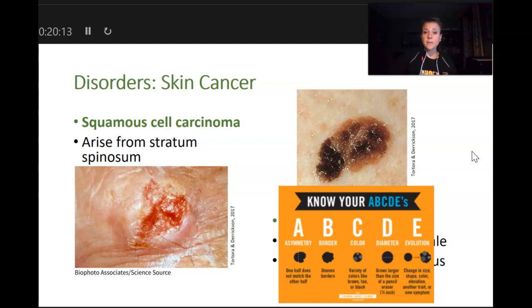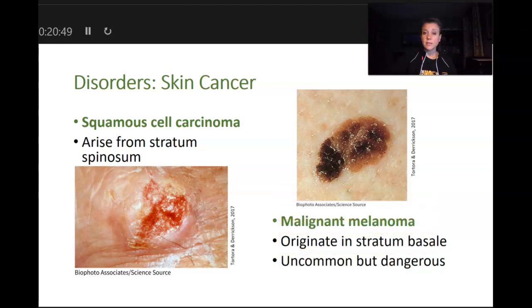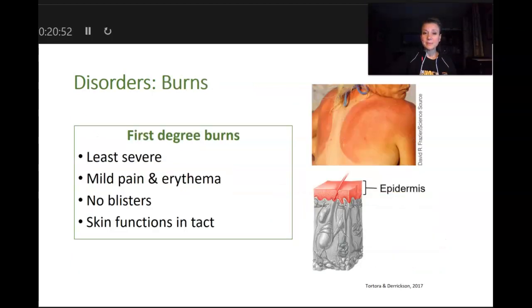D is diameter. And I know it's difficult to tell from the picture, but the diameter is larger than the head of a pencil eraser. And then finally, evolution. Did it change? It seems to me that there was some kind of change here, because the base of this portion is dark and the base of the next one is light. And so if the patient has noticed any kind of change in that lesion, then they would report it to their doctor. And so that's how to apply your ABCDEs to a lesion that you suspect as being a malignant melanoma. Okay, so back to burns.